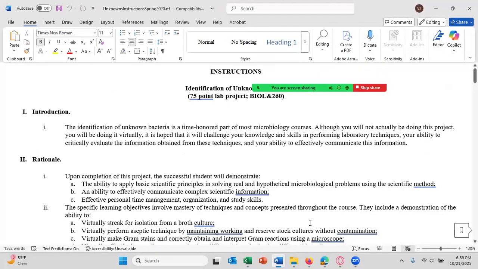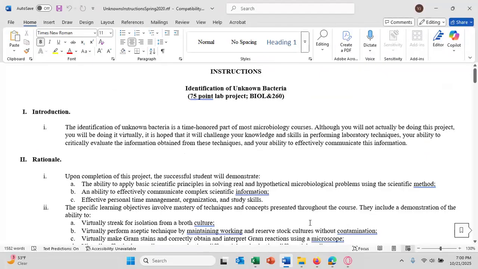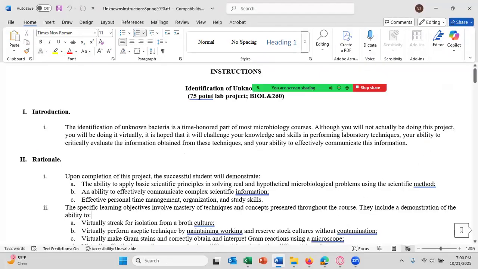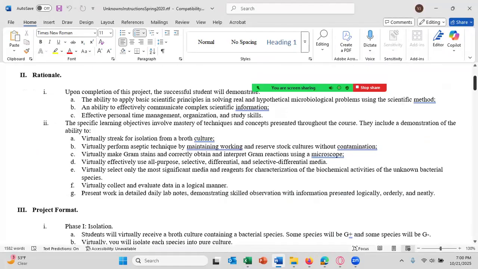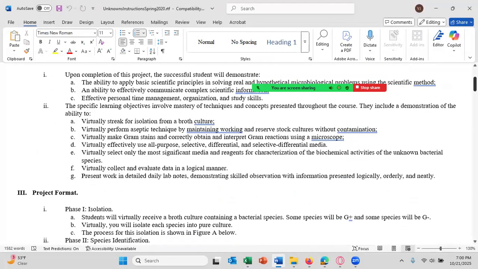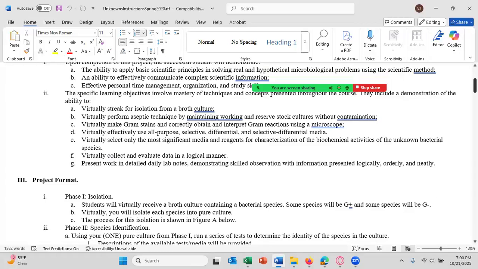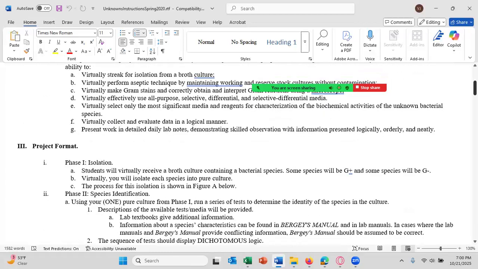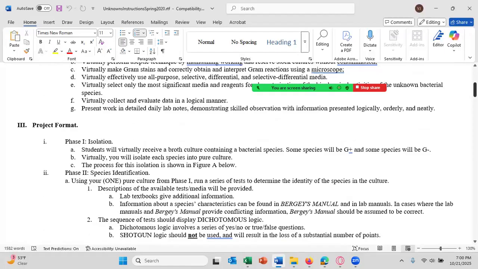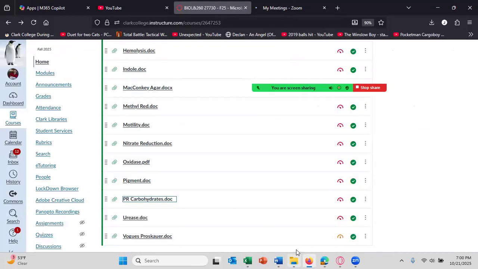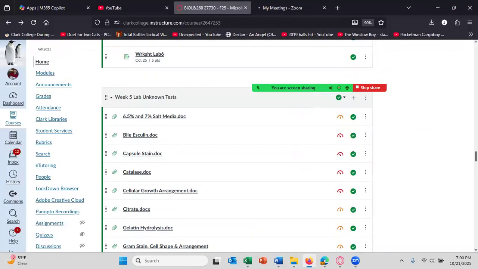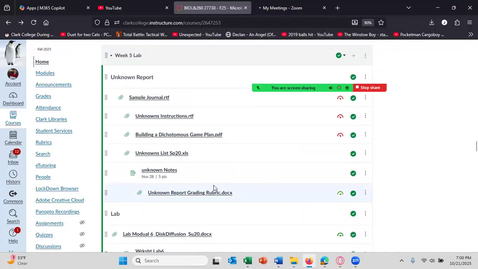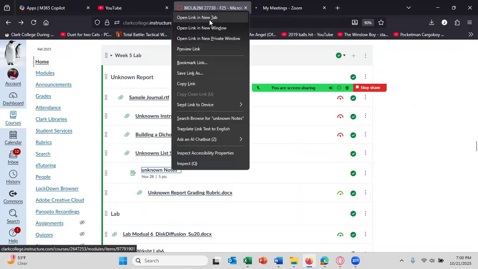All right, this is a time-honored part of most microbiology courses where you're figuring out what the unknown species of bacteria is. I will give you a number and the results of the first three tests next Tuesday. You will then take a look at the results and figure out which test to request, and you will do that in your unknown notes pages. Scroll up here, click on the unknown notes page.